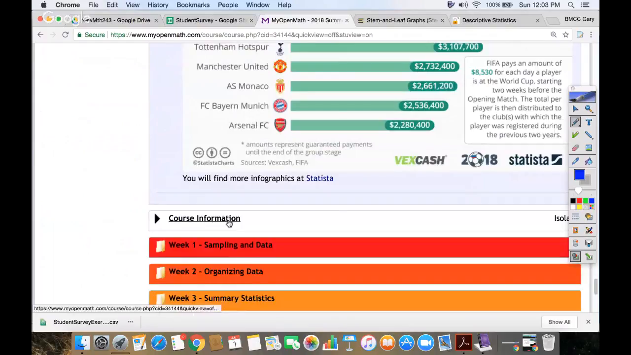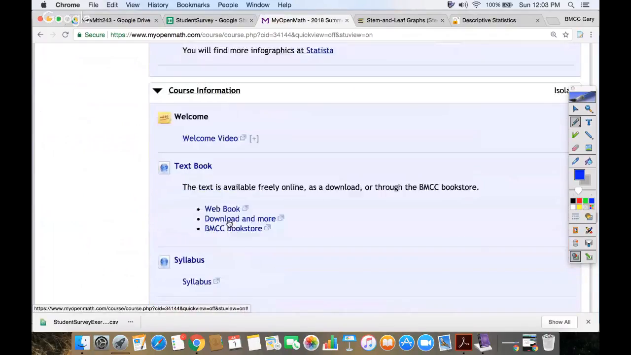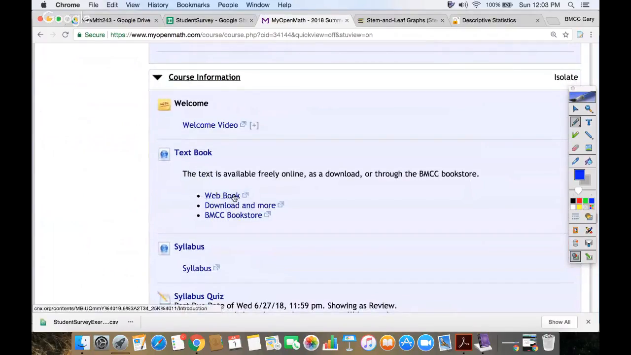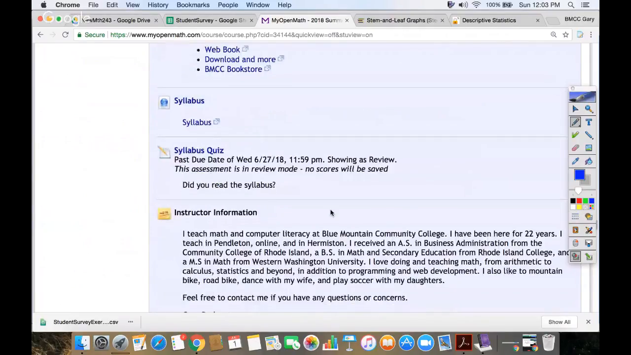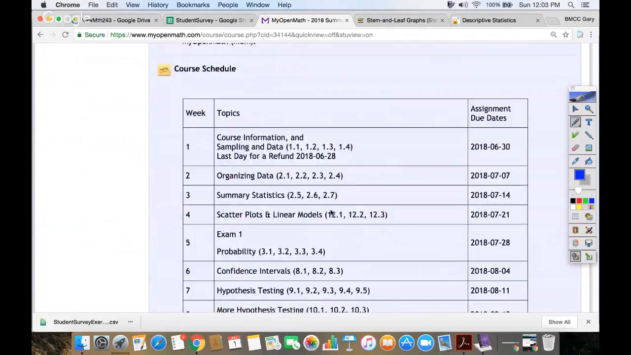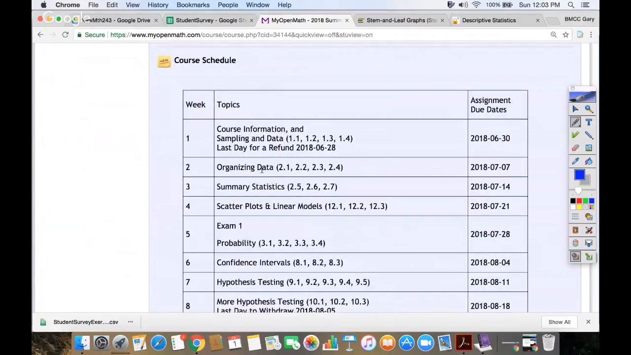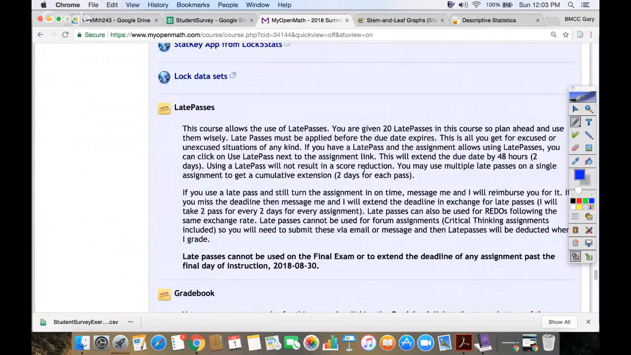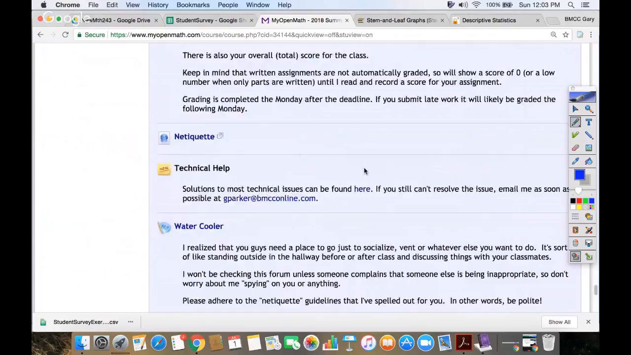Course information. Textbook, you've got the web book, link to grab the PDF. You can get it from the BMCC bookstore if you haven't already. I'm pretty sure everyone read the syllabus, did the syllabus quiz, did your autobiography. We're looking at organizing data this week, which is beginning of chapter 2, sections 1 through 4. And let's get into it.